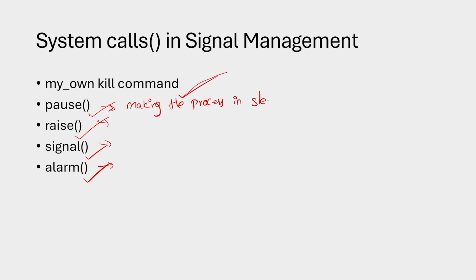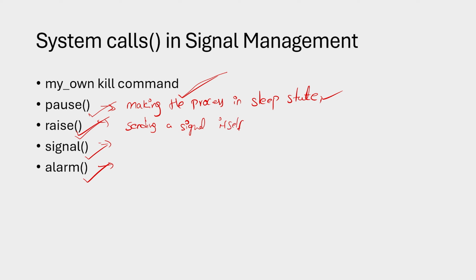Sleep state. It will stay in the sleep state until any signal is received. If any signal is received by this process, then it will enter the ready state after the run state. Next, the raise system call. The raise system call is used for sending a signal to itself.